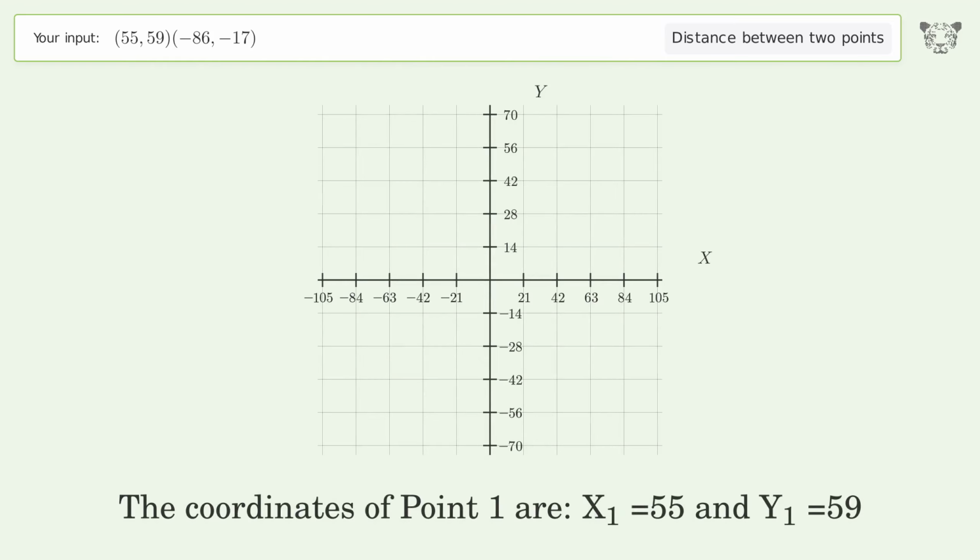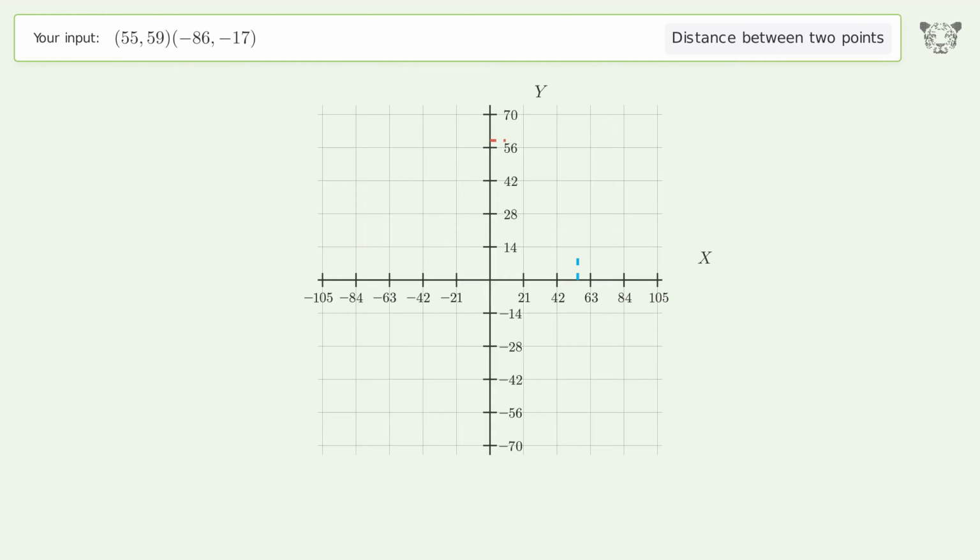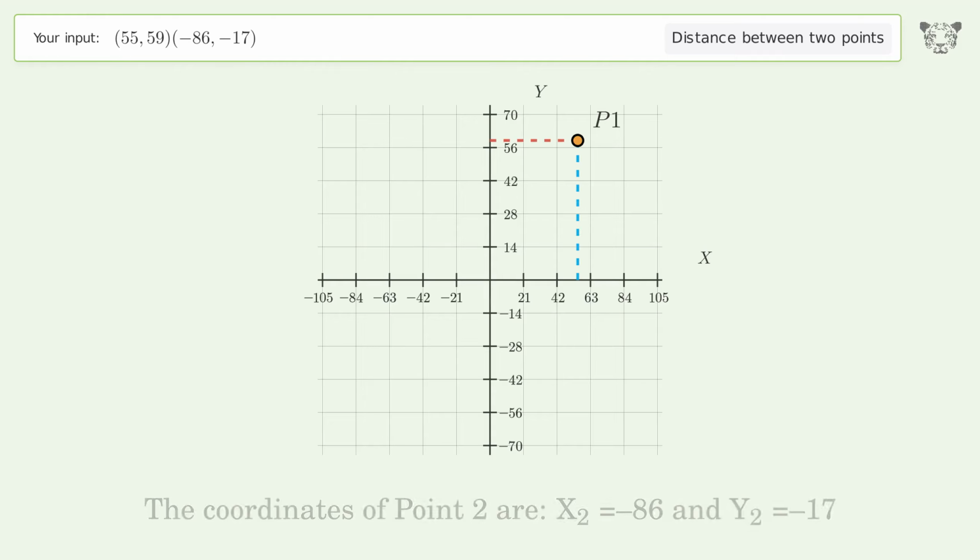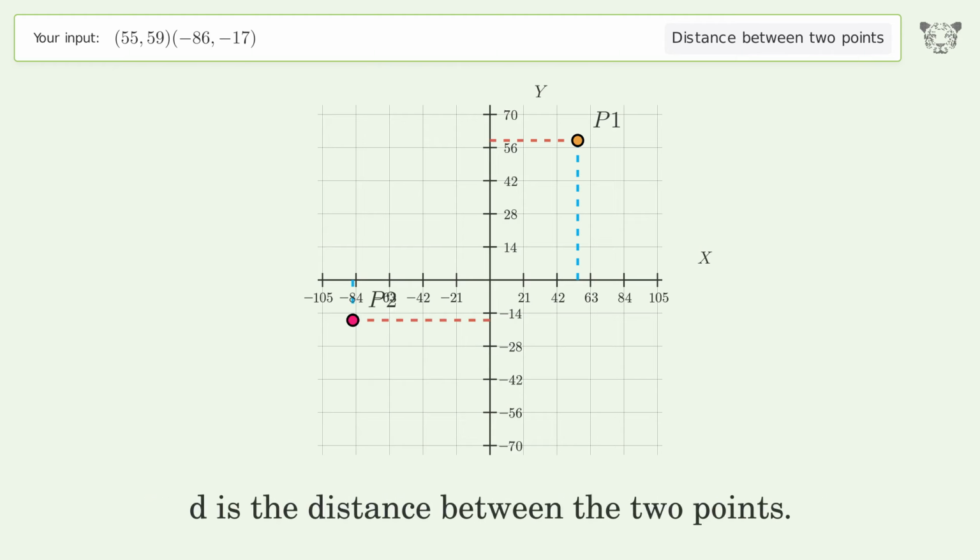The coordinates of point 1 are x1 equals 55 and y1 equals 59. The coordinates of point 2 are x2 equals negative 86 and y2 equals negative 17. D is the distance between the 2 points.